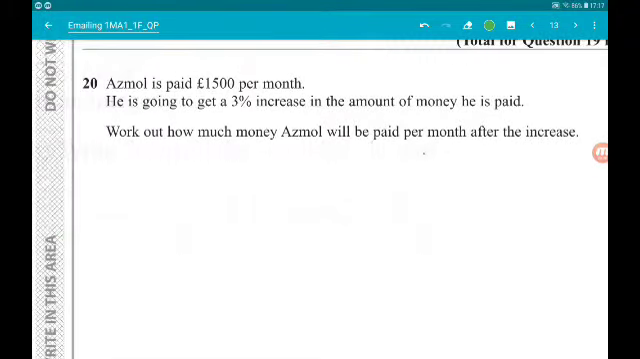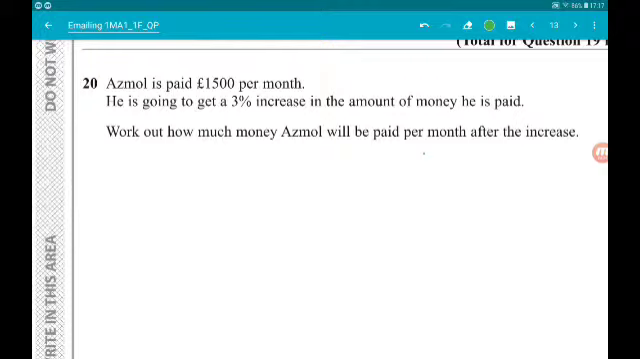Okay, number 20. Asmol, would you believe it? Great name. Asmol is paid £1,500 per month. He is going to be given a 3% increase in the amount of money he's paid per month. We want to work out how much money Asmol is paid per month after the increase. Okay, so we need to find 3% of 1,500 and add it on to £1,500.